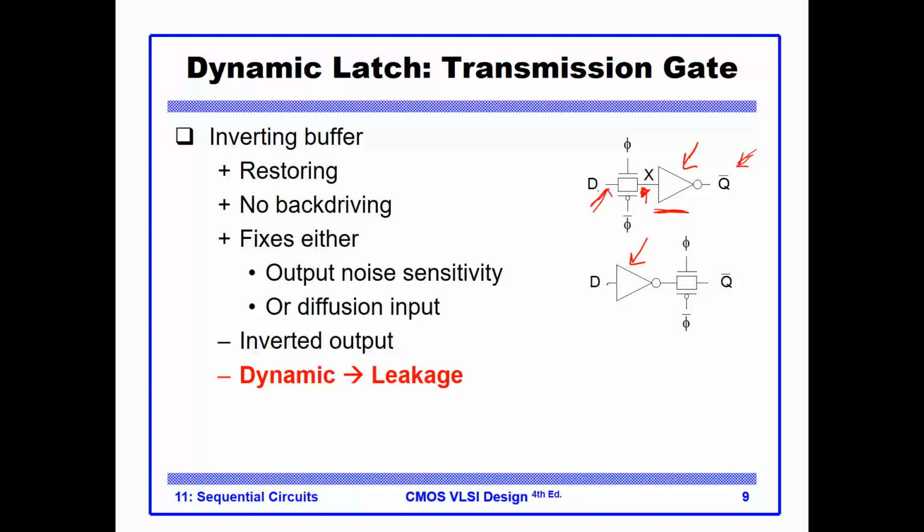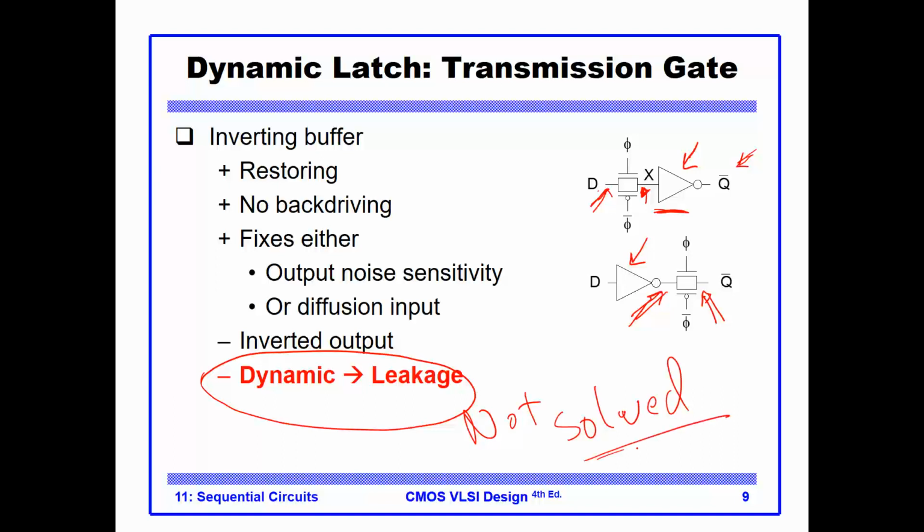Another thing here is that the input diffusion is still exposed. So we can take the inverter and put it there to isolate the input diffusion, and now your output diffusion is exposed as well. So it's a matter of where you want to have the hit, on the input diffusion or in the output diffusion. Every time you fix, you add extra devices. Still, the problem which persists: leakage not solved. It is the main problem for dynamic latch and dynamic flip-flop, as we'll see later on.